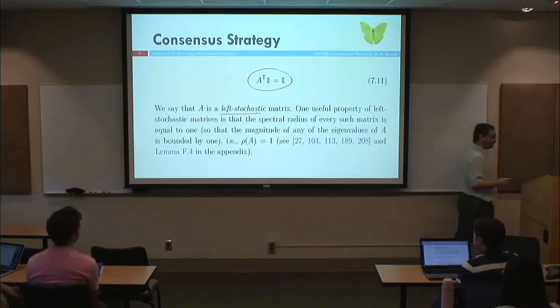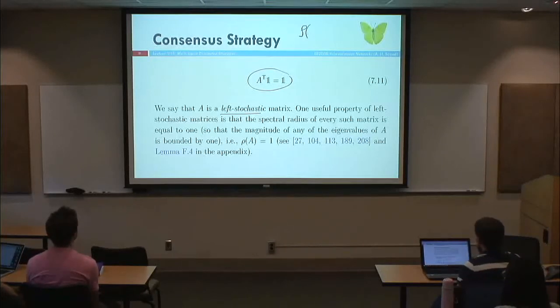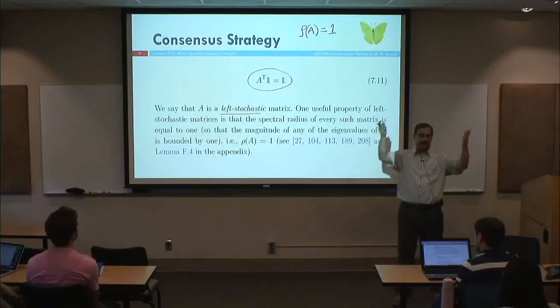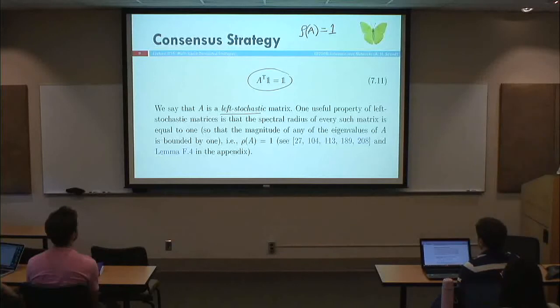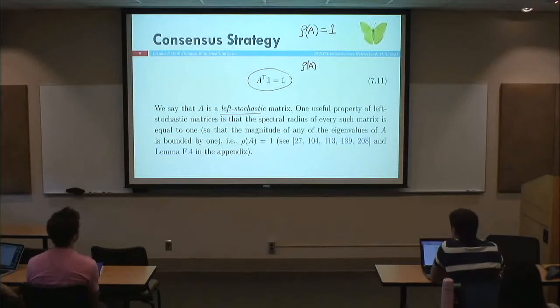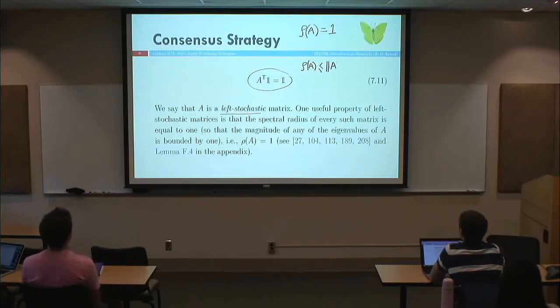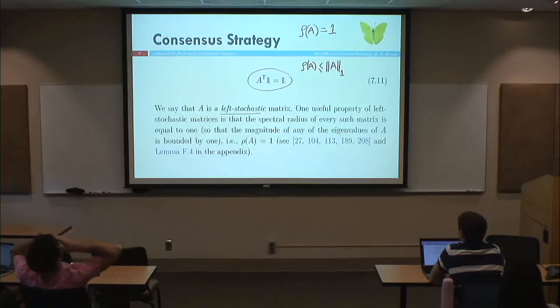Now, every left stochastic matrix, so true or false, every left stochastic matrix has a spectral radius that's 1. You know what the spectral radius is, right? The largest magnitude eigenvalue. And this is always true. Why? Because you remember when we reviewed matrix results for this course, we said that the spectral radius of a matrix is upper bounded by any induced norm, right? For example, here for the column sum, let's take the 1 norm. What is this?